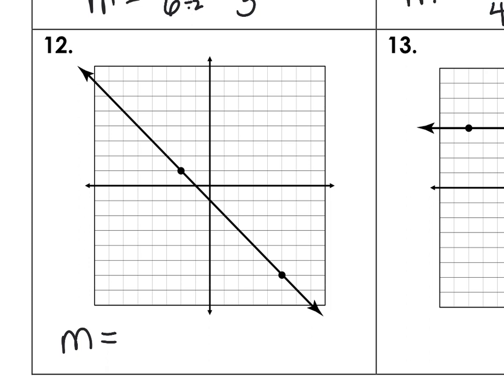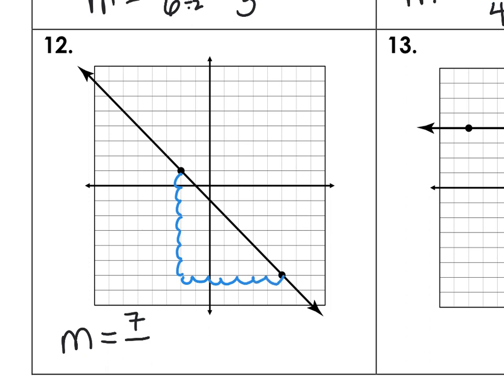So I'm going to go from here to there. Doesn't matter where you start. I just, wherever I feel like going. 1, 2, 3, 4, 5, 6, 7. So 7 on top. And then I'm going to go 1, 2, 3, 4, 5, 6, 7.